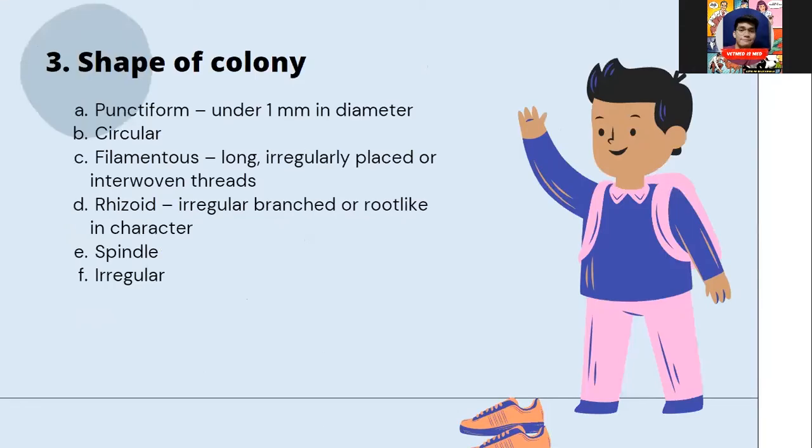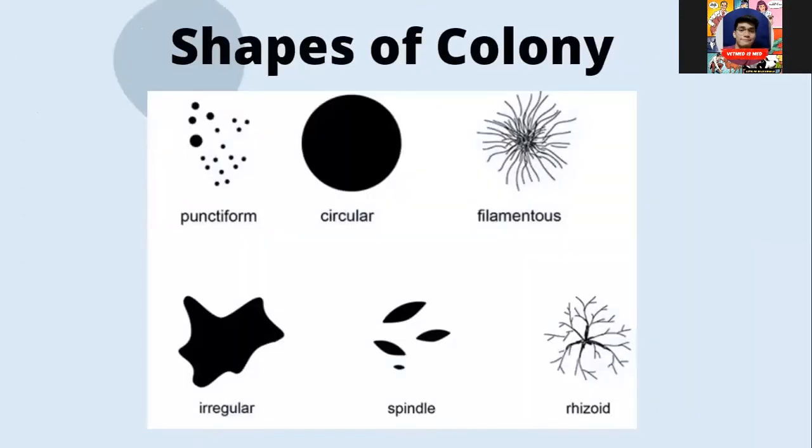Now let's talk about different shapes of bacterial colonies. First is punctiform. Punctiform colonies are distinguished from circular colonies by their very small size. Circular, any round colony regardless of type of margin. Filamentous, a colony composed of long, interwoven, irregularly disposed threads. Rhizoid or root-like, it is a branching structure. Spindle, which are lens-shaped, and lastly, irregular, not circular, and may spread rapidly over a plate.